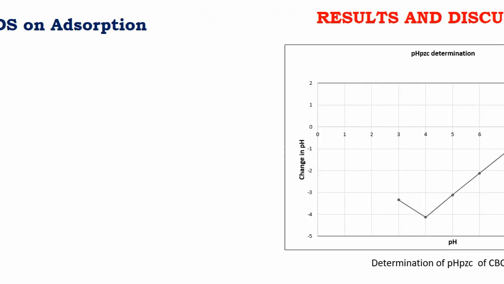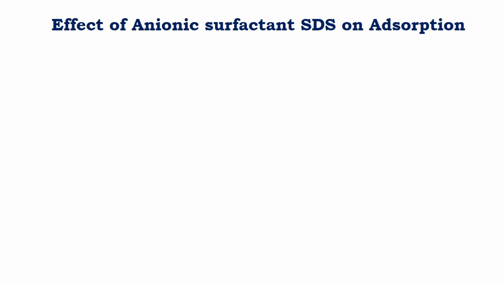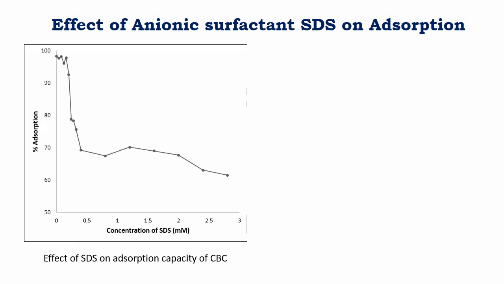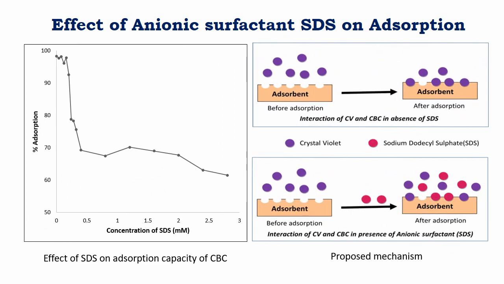For studying the effect of anionic surfactant on adsorption, SDS, that is sodium dodecyl sulfate, was chosen as a representative anionic surfactant. It was observed that as the concentration of SDS increases, the percent adsorption decreases. This might be due to the preferential adsorption of SDS over CV. The study was carried out at pH about 5.5. So, at this pH, the adsorbent has positive charge and CV being basic dye is also positively charged, whereas SDS has negative charge. Hence, it is quite possible that SDS adsorbs more preferably over CV on CBC.